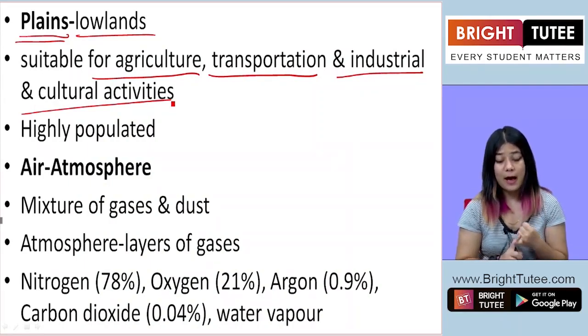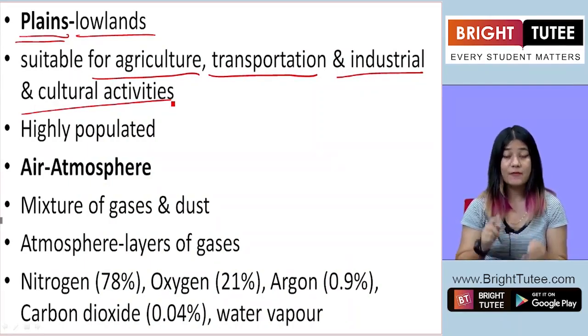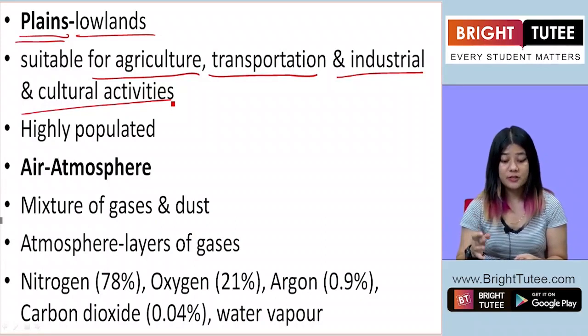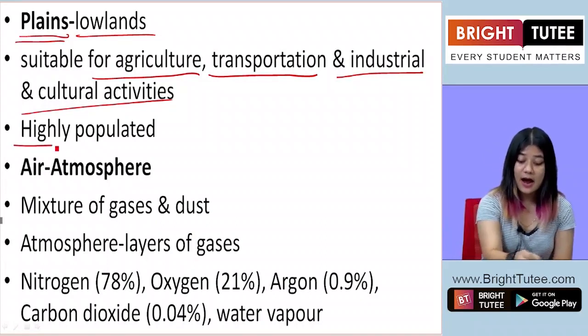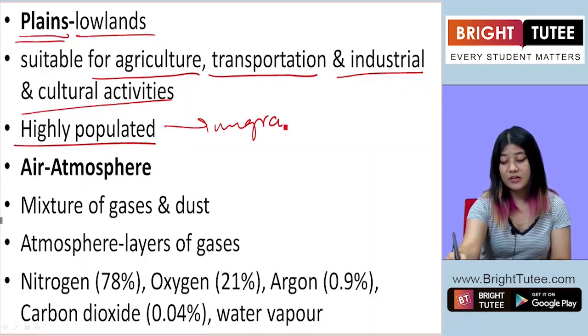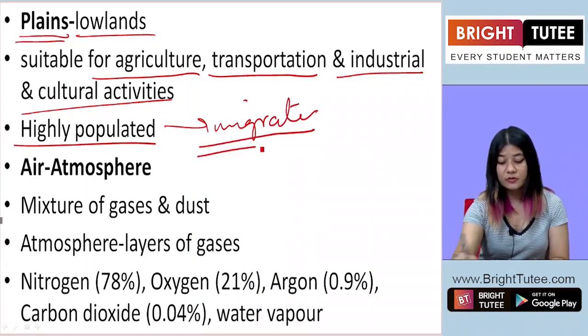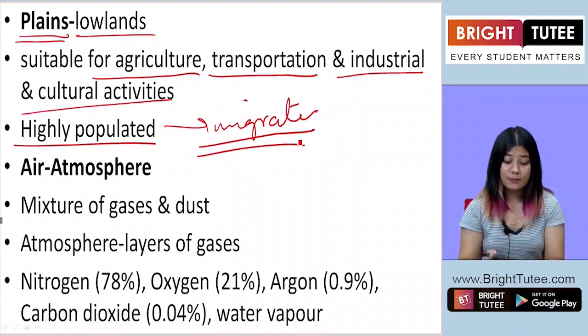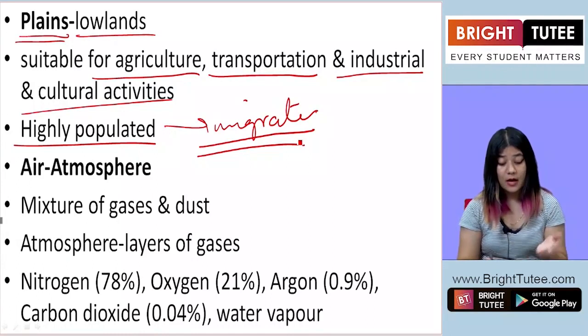Because plain areas have active agricultural practices, transportation, and industrial and cultural activities, these areas are highly populated. People migrate to these areas to live in them. So, the plain areas are very highly populated. So, that was land or lithosphere.